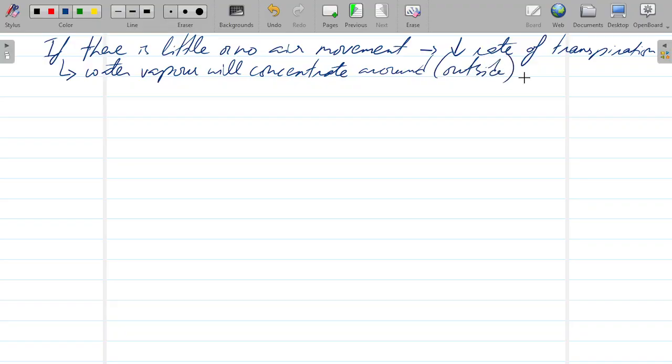They will concentrate in the air outside surrounding the leaves. And so obviously that will affect the diffusion gradient. Make sense? Yeah. Okay.